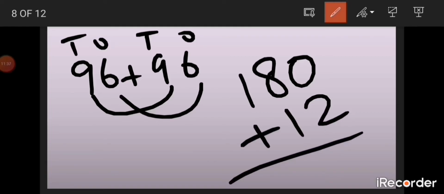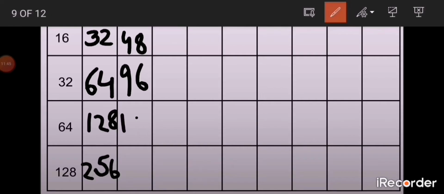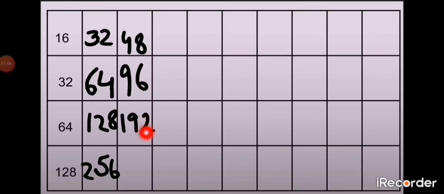Now add 6 plus 6. 6 in your mind. Now count on 7, 8, 9, 10, 11, 12. Answer is 12. Now add them. 0 plus 2, 2, 8 plus 1, 9 and 1. The answer is 192. So double of 96 is 192. Okay, we have done now the last one box, the double of 192. Now we have to find out the double of 192. We can also multiply it by 2.